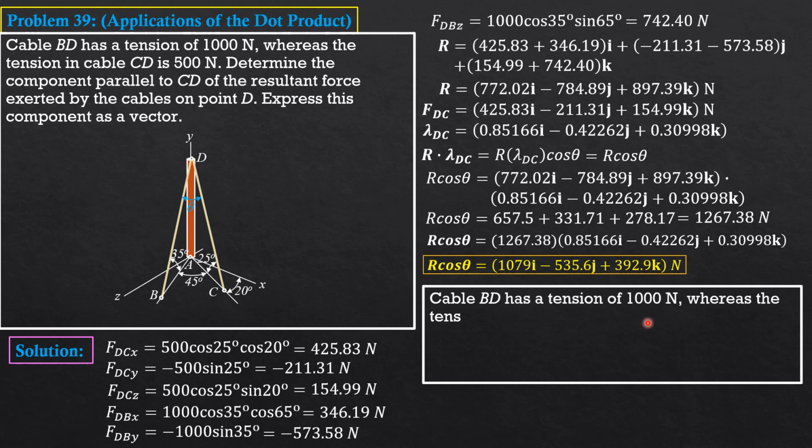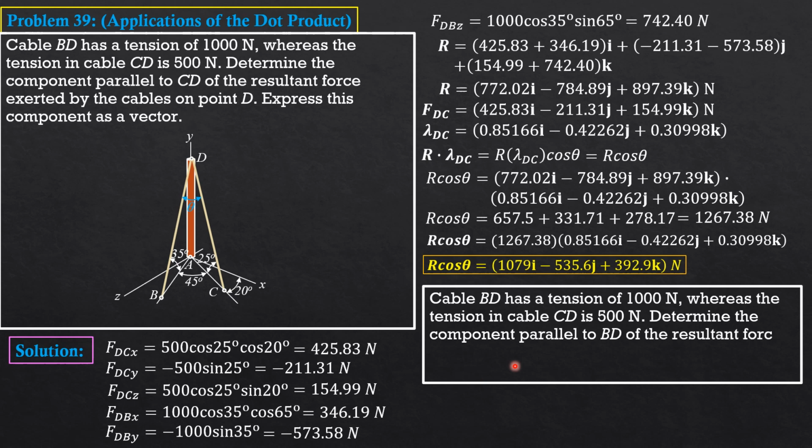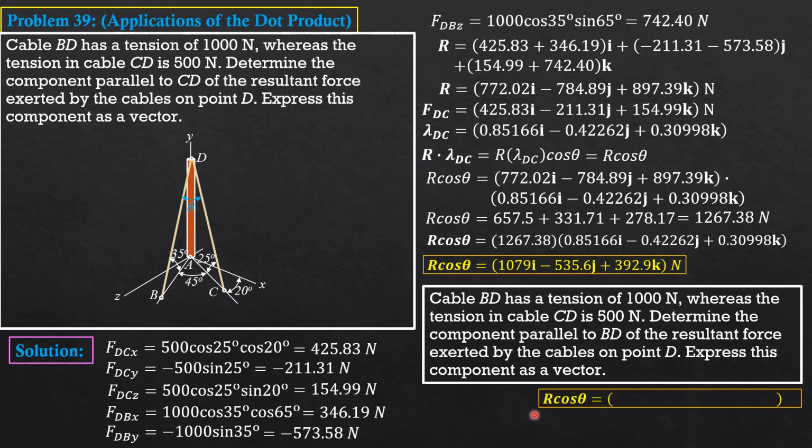For your part, you have to determine the component parallel to BD instead and express this component as a vector. Then show that this is the answer. So that's your part.